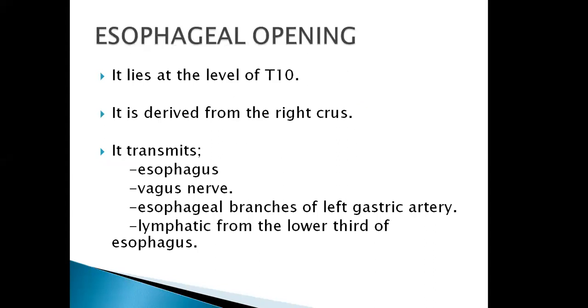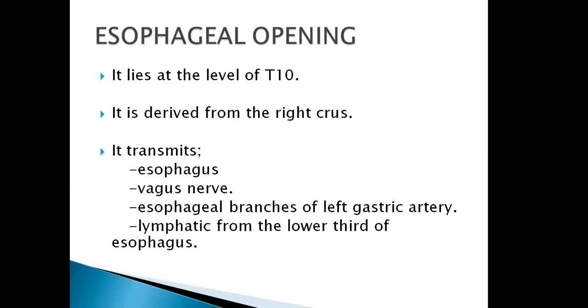The esophageal opening lies at the level of the 10th thoracic vertebra. Basically, it arises from the right crus of the diaphragm, and it transmits the esophagus, vagus nerve, esophageal branches of the left gastric artery, and the lymphatics from the lower third of the esophagus. Important structures: the esophagus and the vagus nerve.